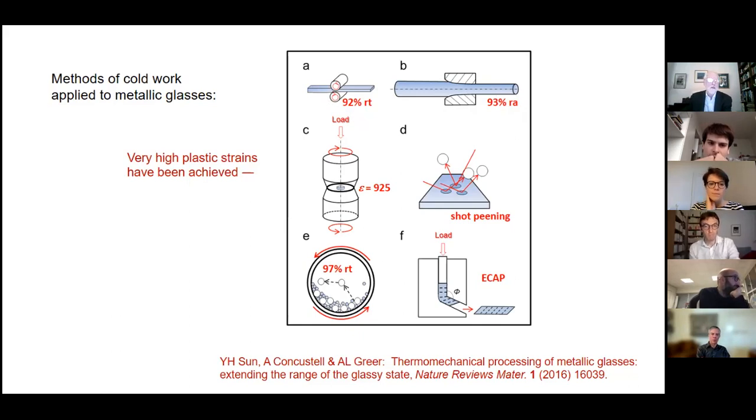Something that has been a fashionable process recently is this so-called high-pressure torsion, where you put a thing shaped roughly like a coin in the middle. You twist the things above and below in contrary directions, and you get enormous strains. This is not a strain of 925%. This is a strain of 925. So you can do as much as you want there.